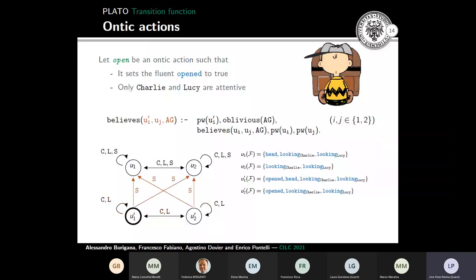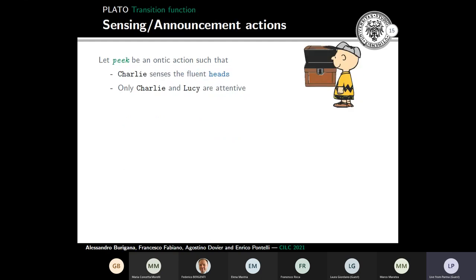So notice also that we are able to reuse old information. We do not have to create new possibilities or new atoms. So we were able to cut some creation of new redundant information. So this is the state that we obtain. And then let's go on and see a sensing action. Also, since sensing and announcement actions are pretty similar in the semantics of a language, we're just going to see an example of a sensing action, and then announcements are dealt with in a similar way.